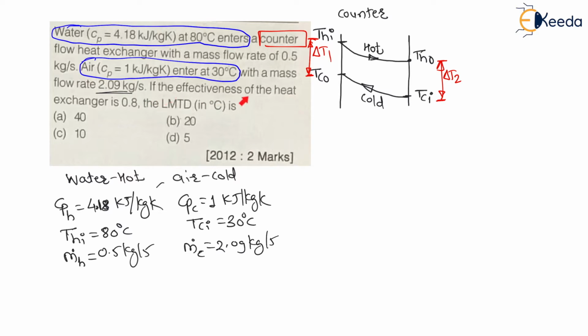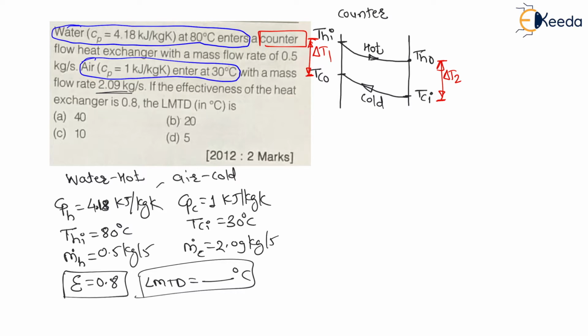Then if the effectiveness of the heat exchanger is 0.8, the LMTD in degree Celsius is, now here the effectiveness of heat exchanger is given 0.8, and question is to find LMTD. It is log mean temperature difference is equal to in degree Celsius, right?